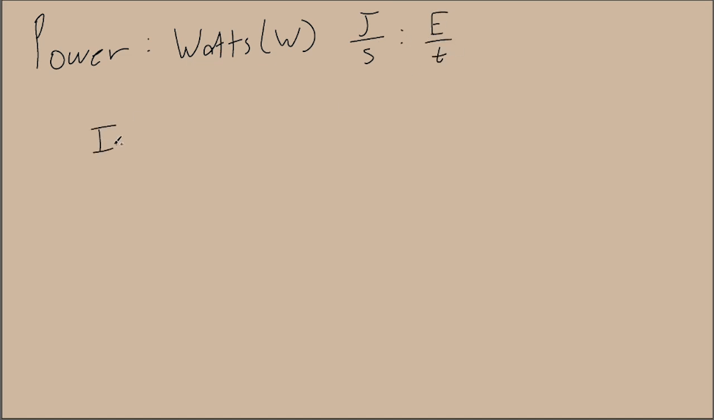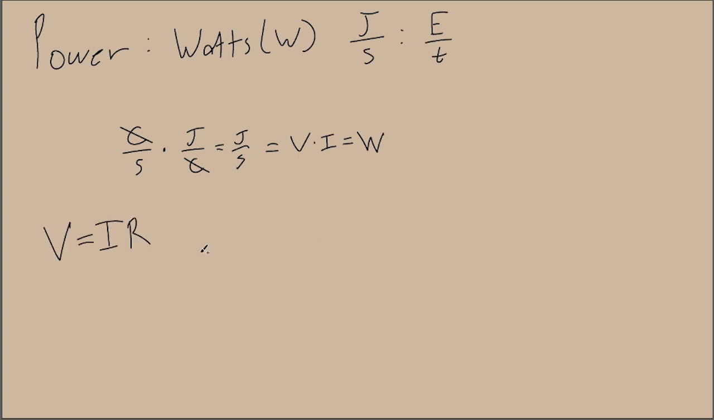Power in watts is joules per second, energy per unit time. If you take the units for voltage and current, you'll see that charge cancels out, and you see joules per second, so power is VI.